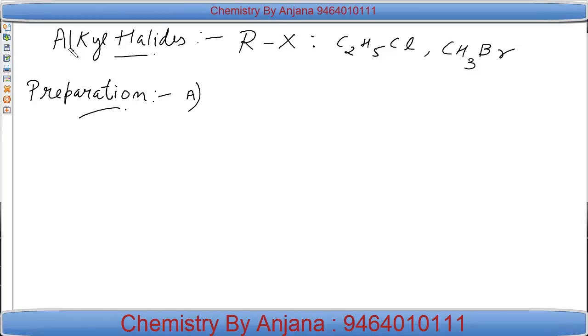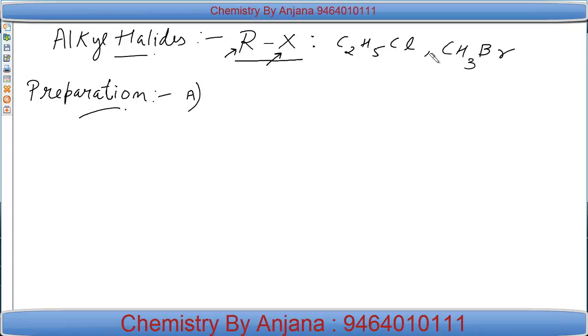The topic for this lecture is alkyl halides, a very important functional group of organic chemistry. So first of all, what is actually an alkyl halide? An alkyl halide is generally denoted as RX, where R stands for any alkyl group and X stands for any halogen, like fluorine, chlorine, bromine, iodine. For example, this is ethyl chloride, or IUPAC name chloroethane. Similarly, this is methyl bromide or bromomethane.